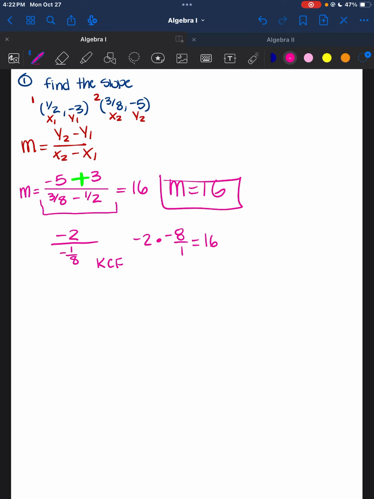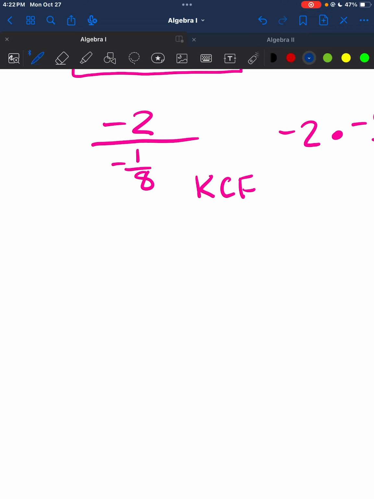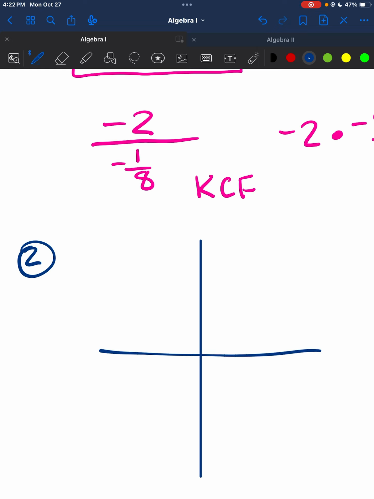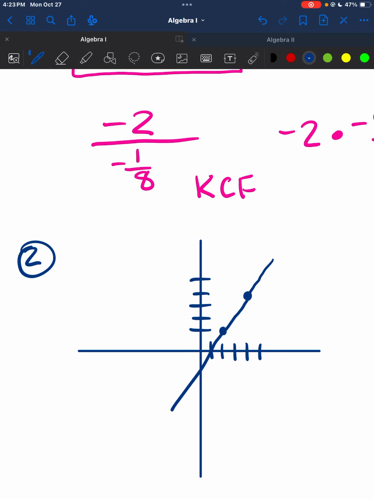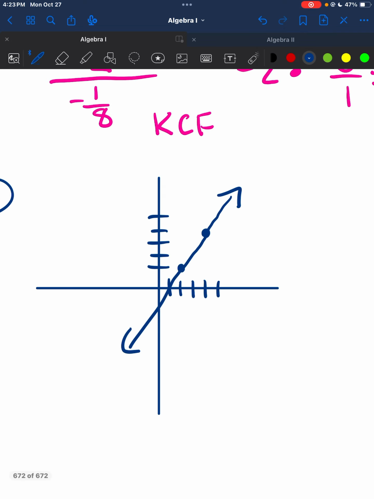If I were to give you a graph, for example, and I told you to find the slope of this graph, I'm going to label my graph 1, 2, 3, 4, 5, 1, 2. And then I plotted 2 points. Let's plot this one and let's plot this one. And I told you to find the slope. That's all I want, is the slope. You don't have to use the slope formula. You can find what the points are and do the slope formula, or you can just do rise over run.